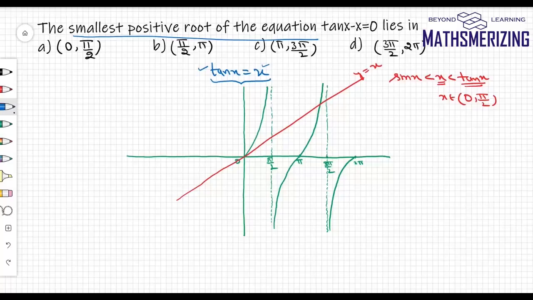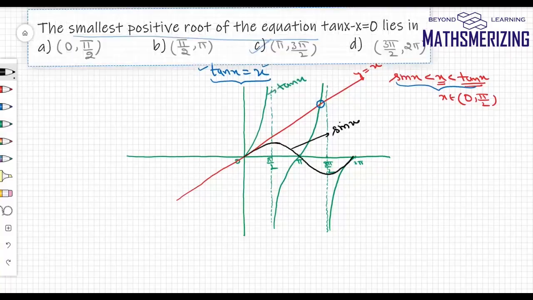Now these two graphs intersect in the third quadrant. So the answer to this question will be C. The smallest positive root of this equation will lie in pi to 3 pi by 2. So whenever we are solving problems related to sin, tan and x, we must remember this inequality. If I draw the graph of sin x also, sin x will lie below x. And that's how we'll draw the graph of sin, tan and the y equals x line.